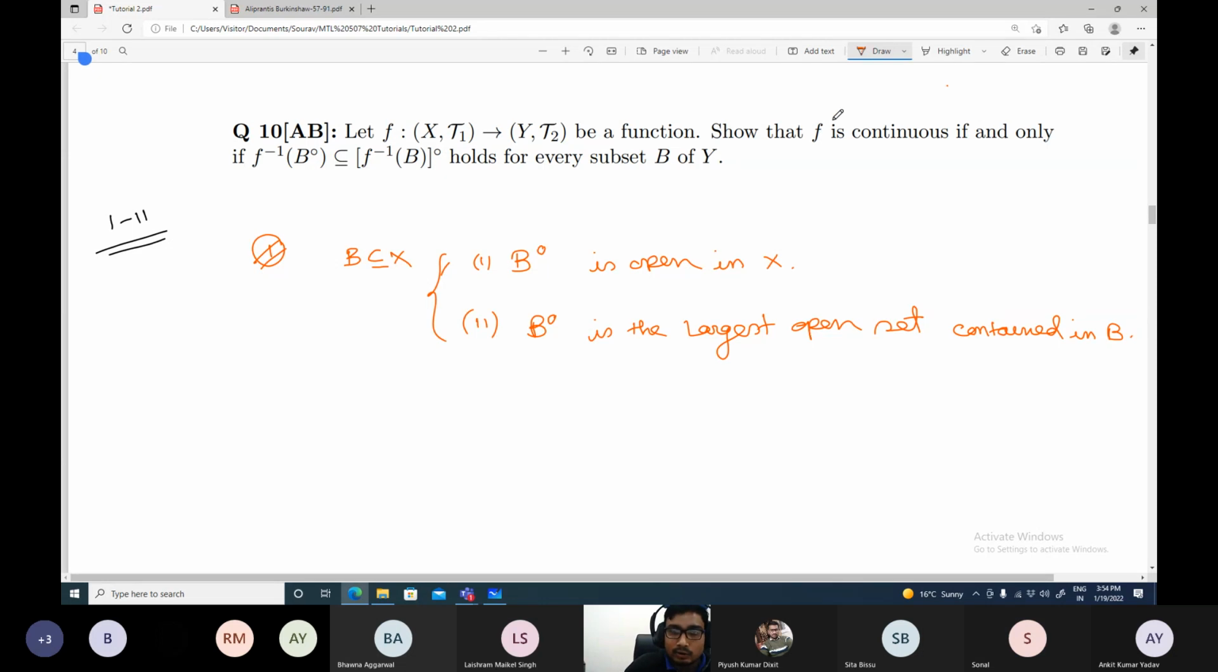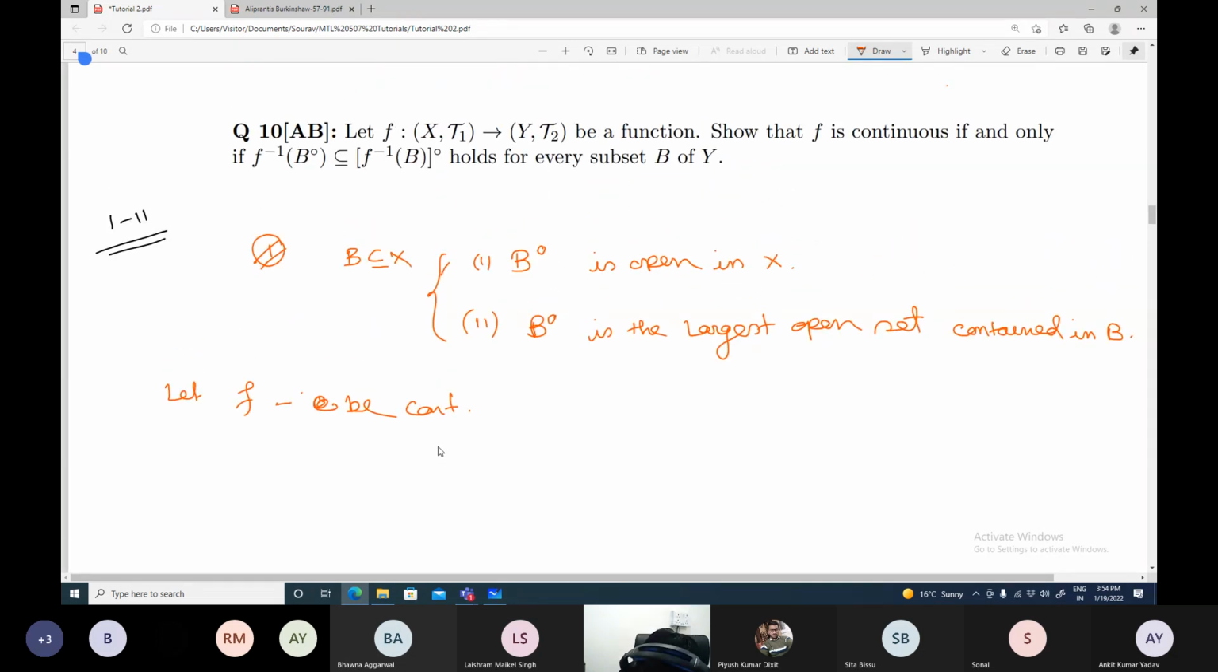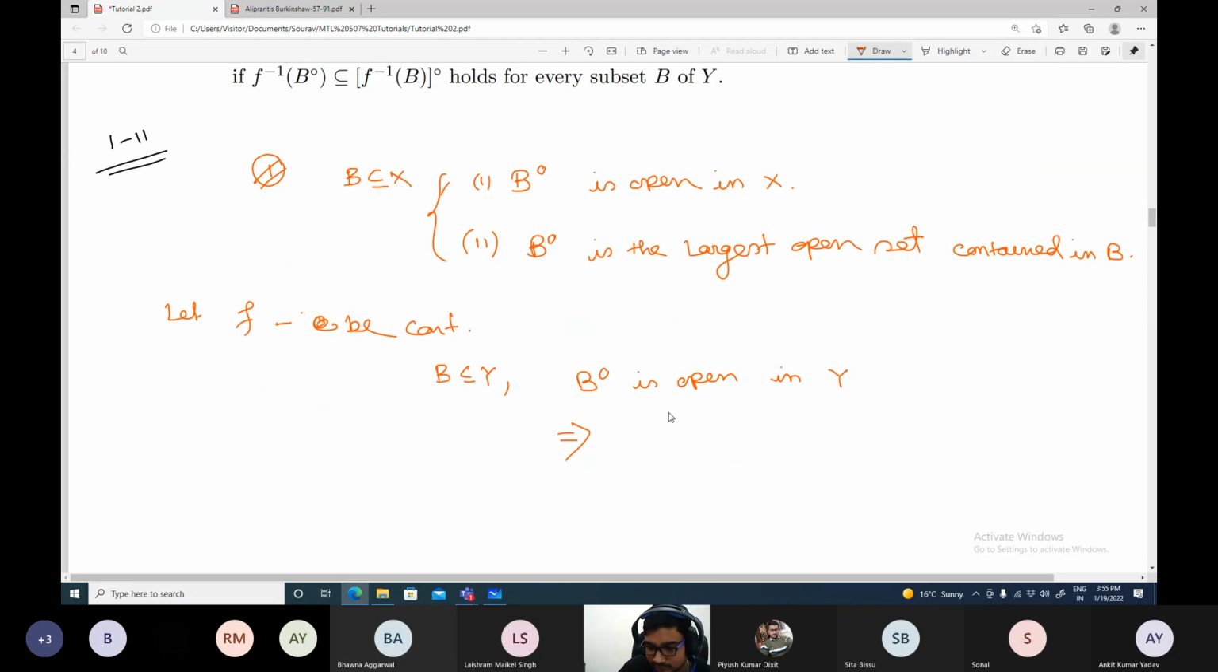Okay. So now let F be continuous. Then what we know is that if B is any subset of Y, then B naught is open in Y. Sorry, this B should be a subset of Y. Open in Y, and continuous implies, what does it imply? F inverse of B naught is open in X. Yes, you should write the complete statement.